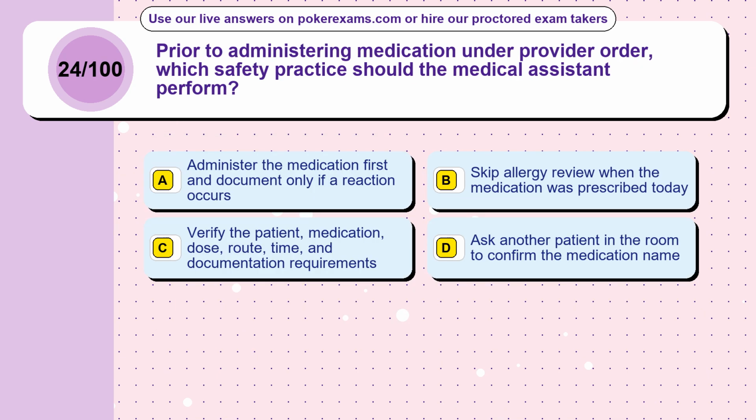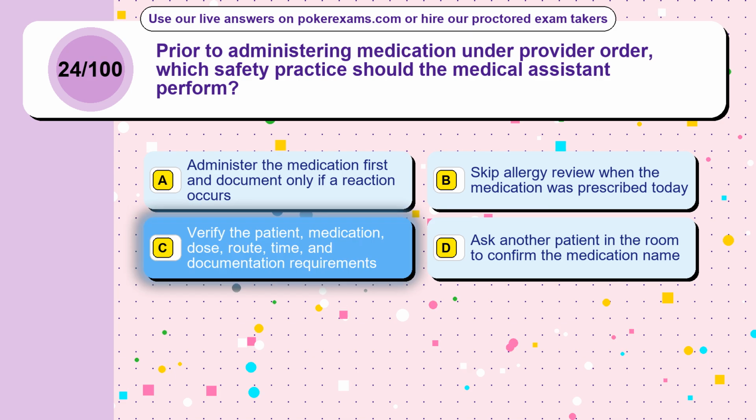Question 24. Prior to administering medication under provider order, which safety practice should the medical assistant perform? Option A. Administer the medication first and document only if a reaction occurs. Option B. Skip allergy review when the medication was prescribed today. Option C. Verify the patient, medication, dose, route, time, and documentation requirements. Option D. Ask another patient in the room to confirm the medication name.